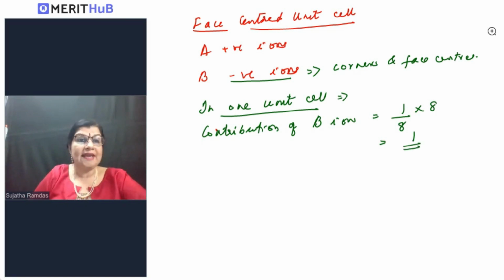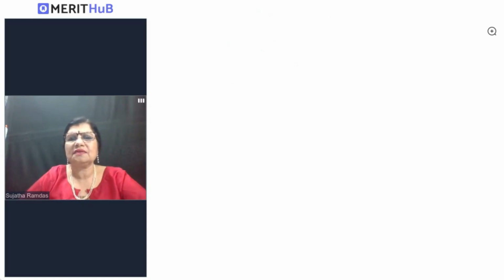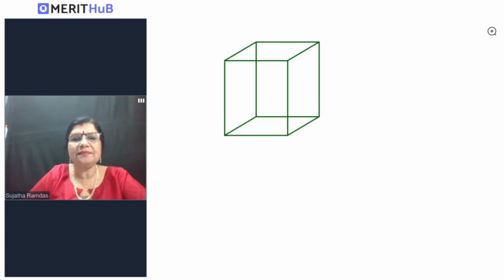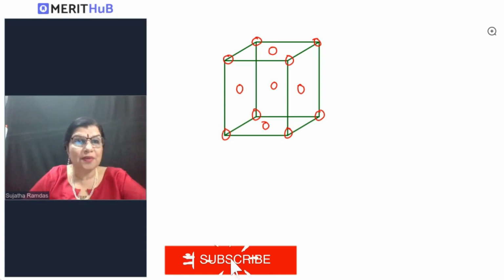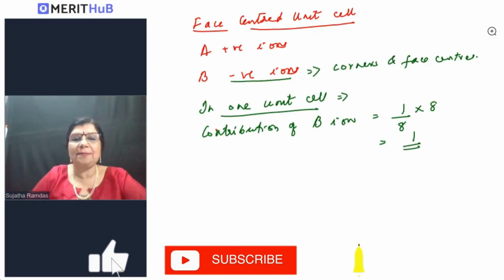Similarly, each face of a unit cell is shared by 2 unit cells. So let's try to get the picture of a unit cell here, just a cubical representation. Here we have a cube. Now these are the corner positions. These corners are occupied by the negative ions. Apart from the corners, the center of every face is also occupied by the negative ions. And there are 6 faces. This is the understanding of the cubic unit cell. You are aware of this, right? Okay, let's come back to our discussion.